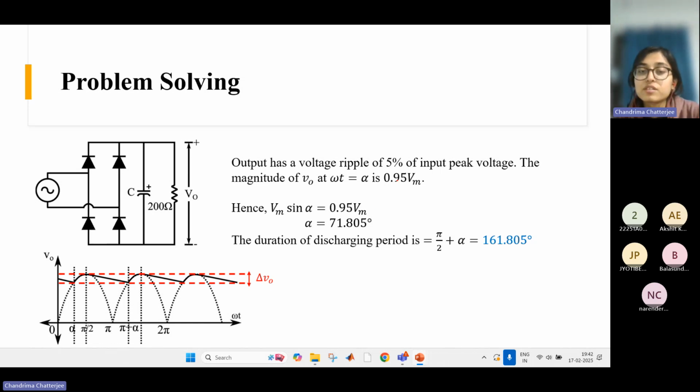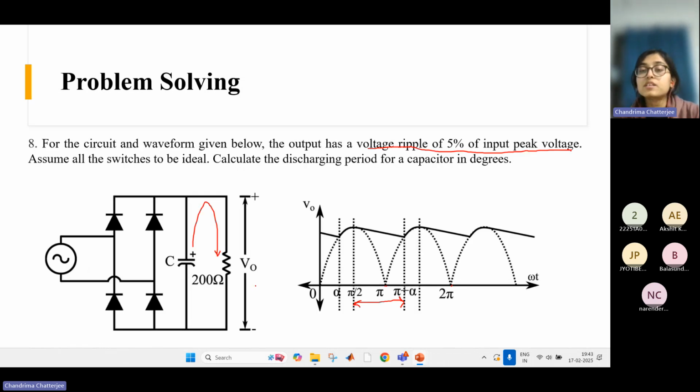So they have written that my voltage ripple is 5% of my input peak voltage. So what is the input peak voltage? Root 2 times Vrms, right? Root 2 times Vrms. That is my input peak voltage.